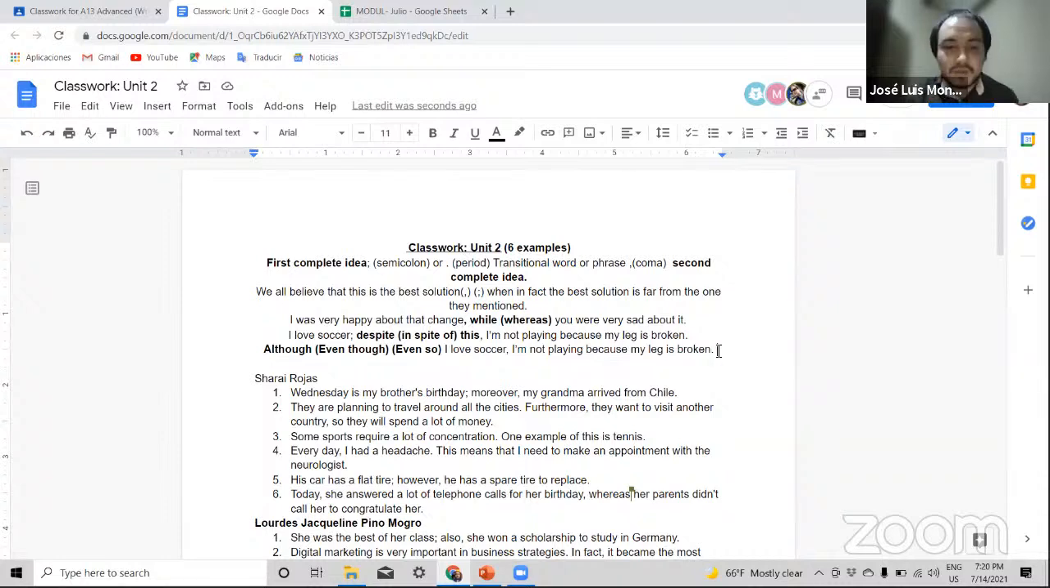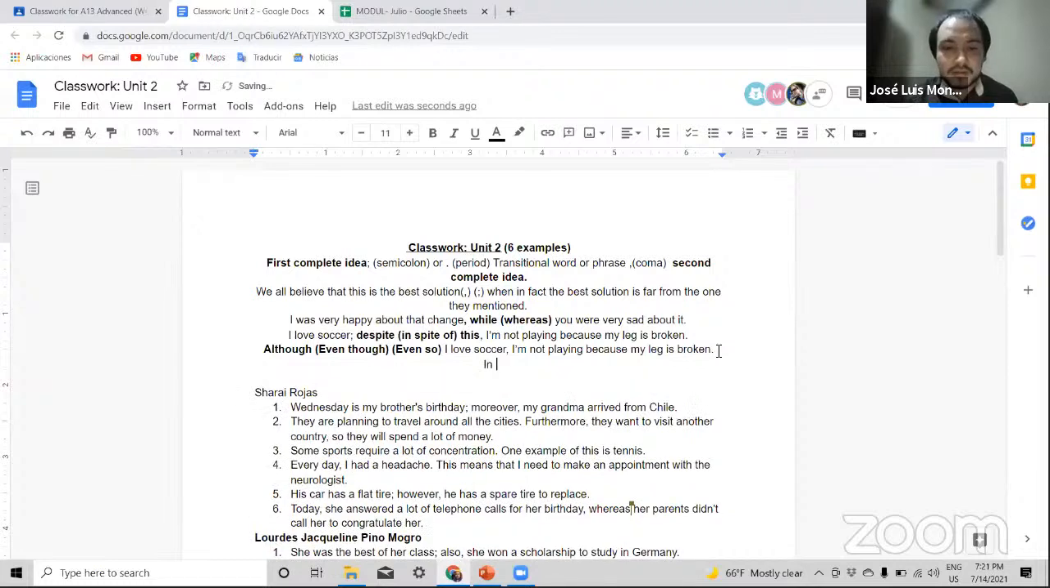You can say, in spite of my love for soccer, look, I can say that. And if you see, this is not a sentence. My love for soccer is not a sentence. But you can say that directly. In spite of my love for soccer, I'm not playing because my leg is broken. So this is concession. All right. This is concession. And this is what I'm going to be waiting for in your examples.